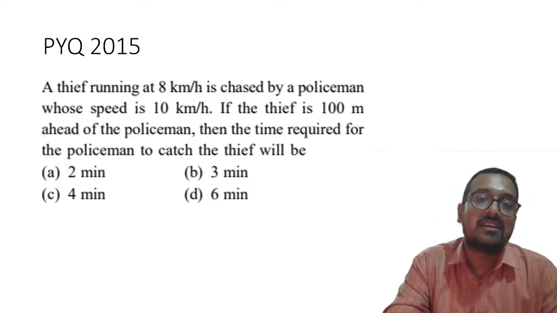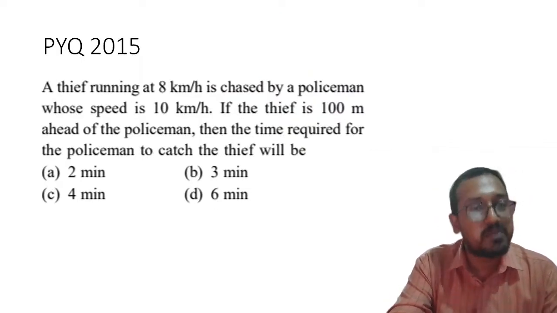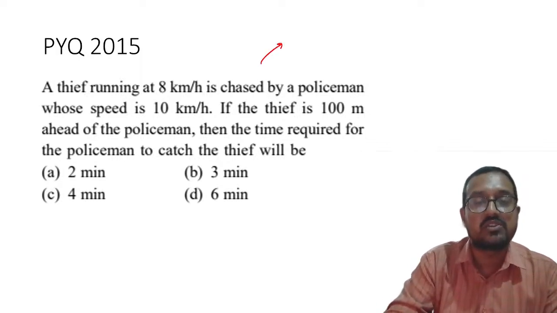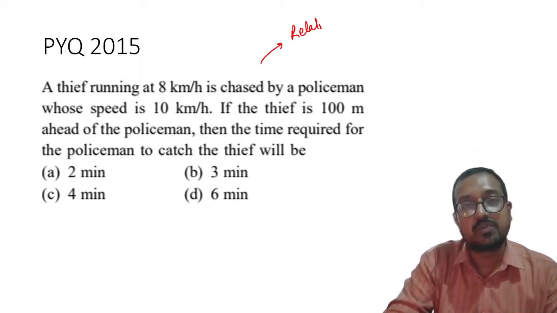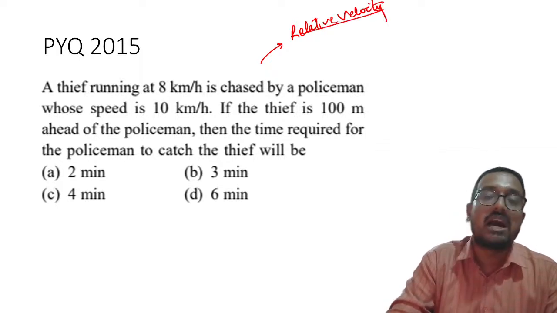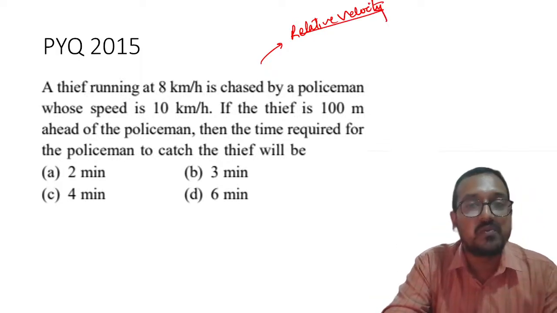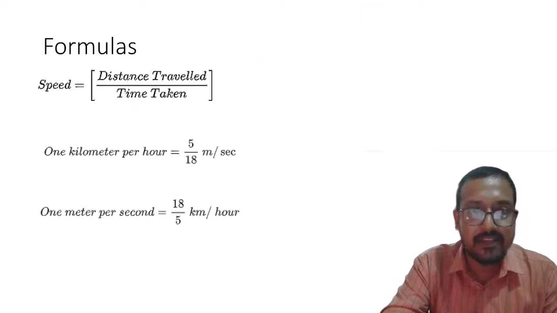A thief running at 8 km per hour is chased by a policeman. Again, a relative velocity related question. Okay, relative velocity. So please remember, relative velocity is extremely important, and the questions which are being asked are not formula based but very practical and very basic, right?